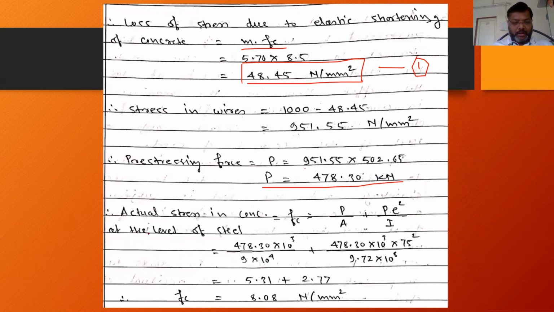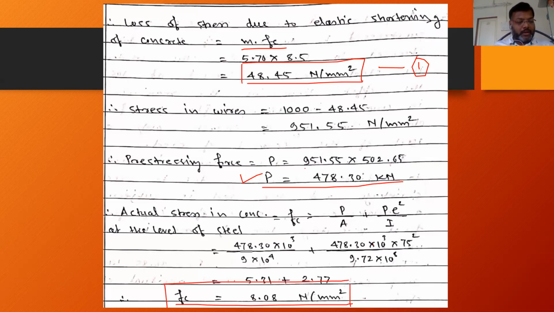Now again we have to calculate the actual stress in concrete at the level of steel after this first loss. So simply put these values again here, the revised value of P, and the eccentricity, moment of inertia and area remain the same because the concrete section is going to remain the same. So we'll get the stress in concrete after elastic shortening, that is the amount of stress available in that concrete section after loss of stress due to elastic shortening. Okay, so this is the revised value of Fc.